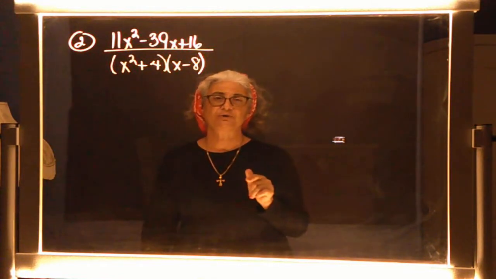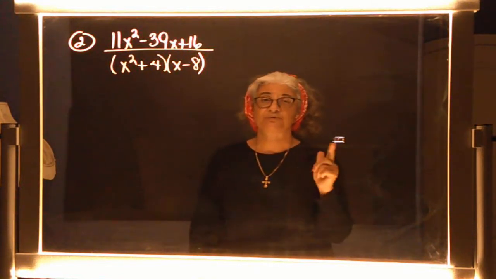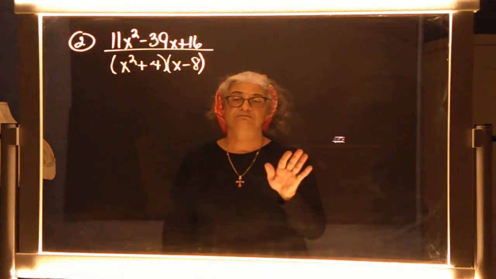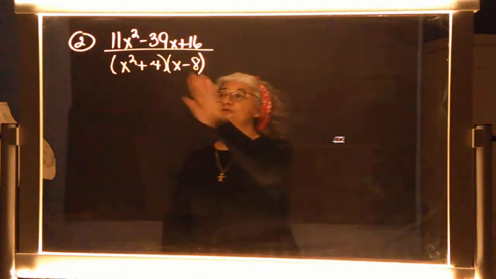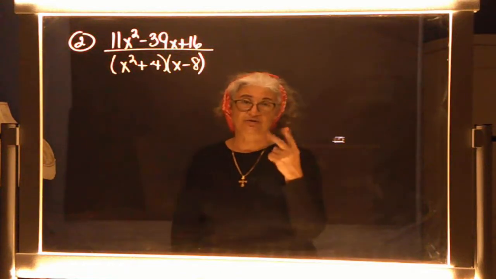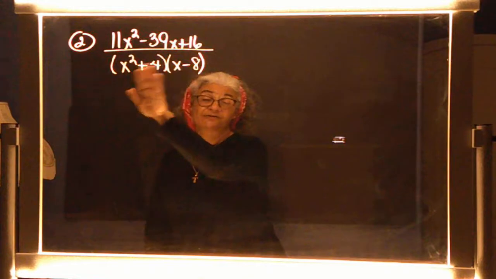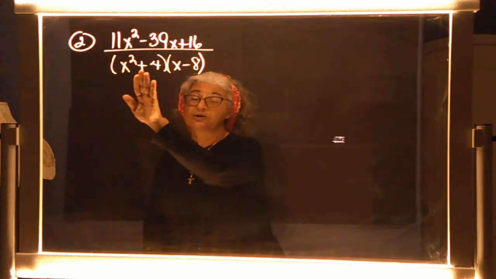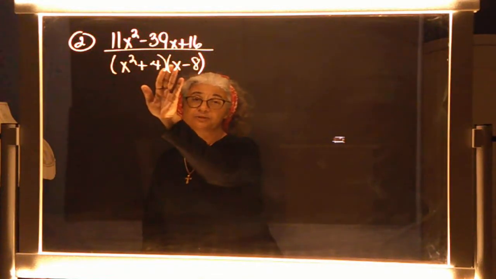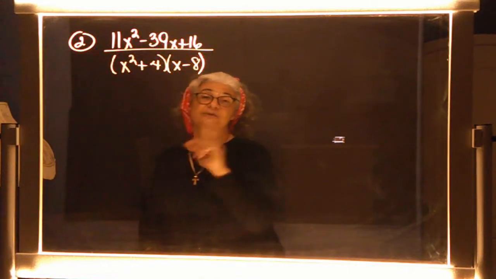Yeah, if the degree of the numerator is larger than or equal to the degree of the denominator. So let's stop there a second. What's the degree of the numerator? It's a 2. What's the degree of the denominator? You'd have to multiply these together, right? Well, if you did that, wouldn't you get an x cubed? Yeah, because x squared times x is x cubed.